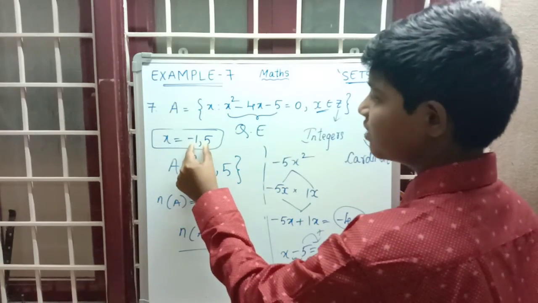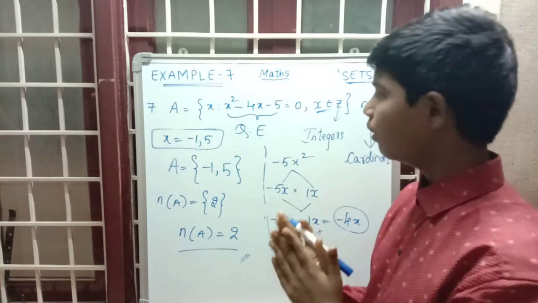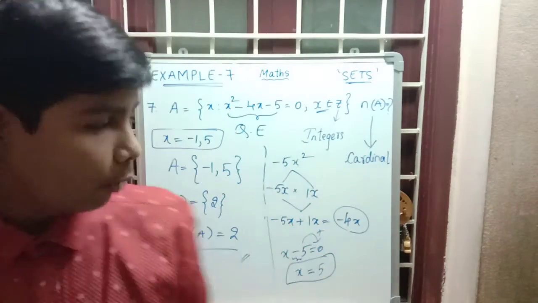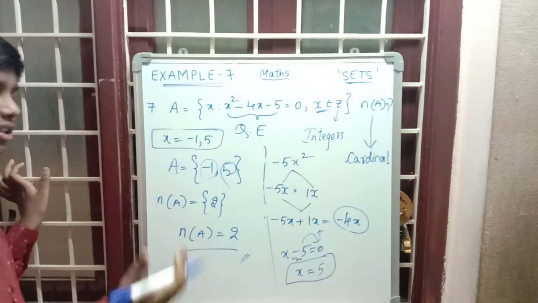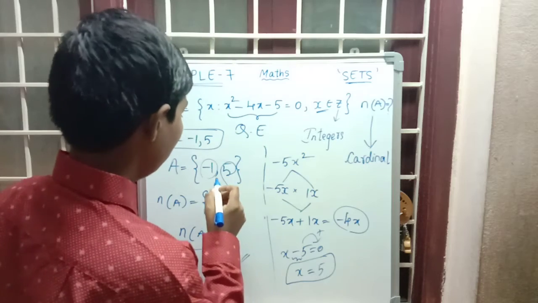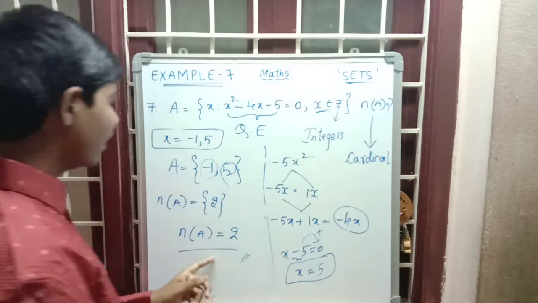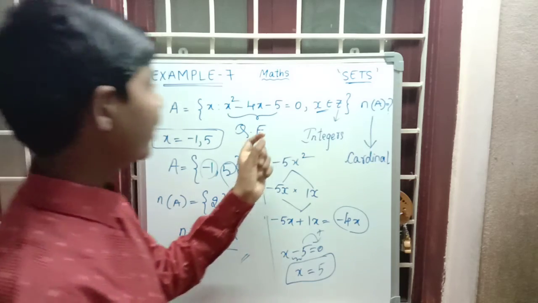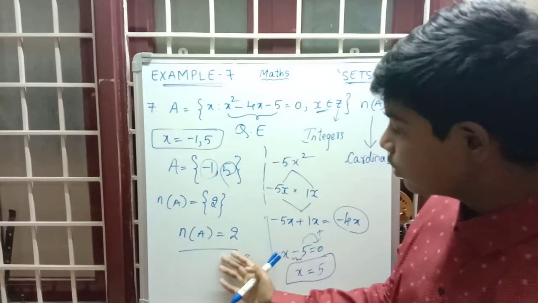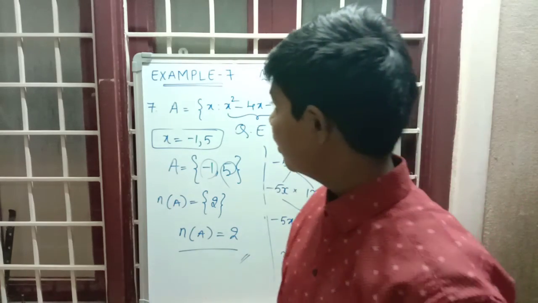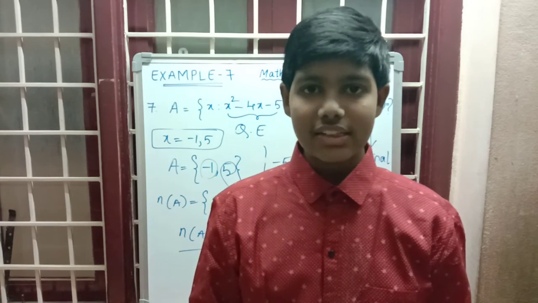So we have got the x values, 2 values we have got. n of A means cardinal number of elements in the present set. Here how many elements are there? Elements means the numbers, letters or something inside. 2 are there. One is minus 1 and the second element is 5. So hence there are 2 elements in the given set builder form. n of A is equal to 2 is the final answer. In this video we have seen example 7 related to sets. Thank you.